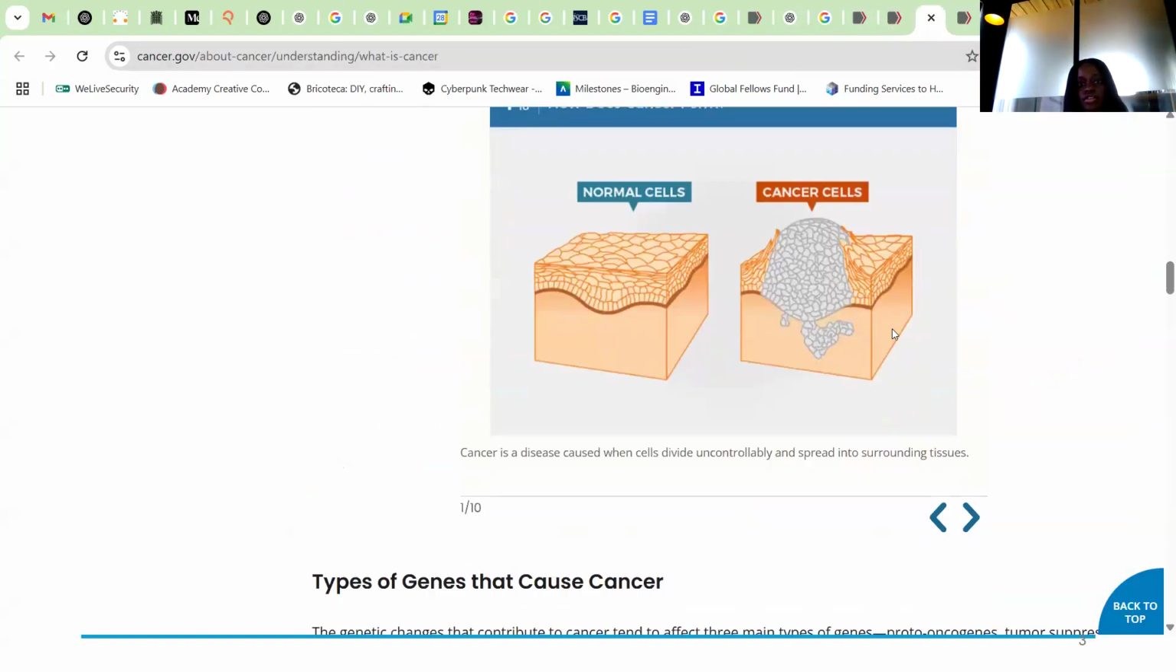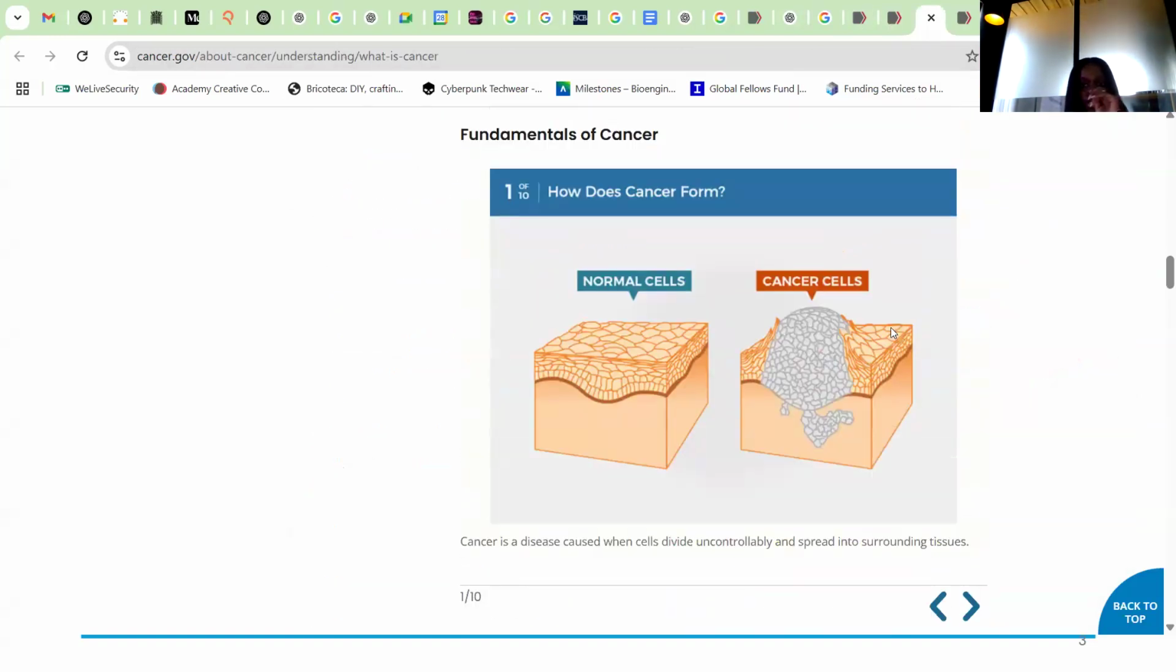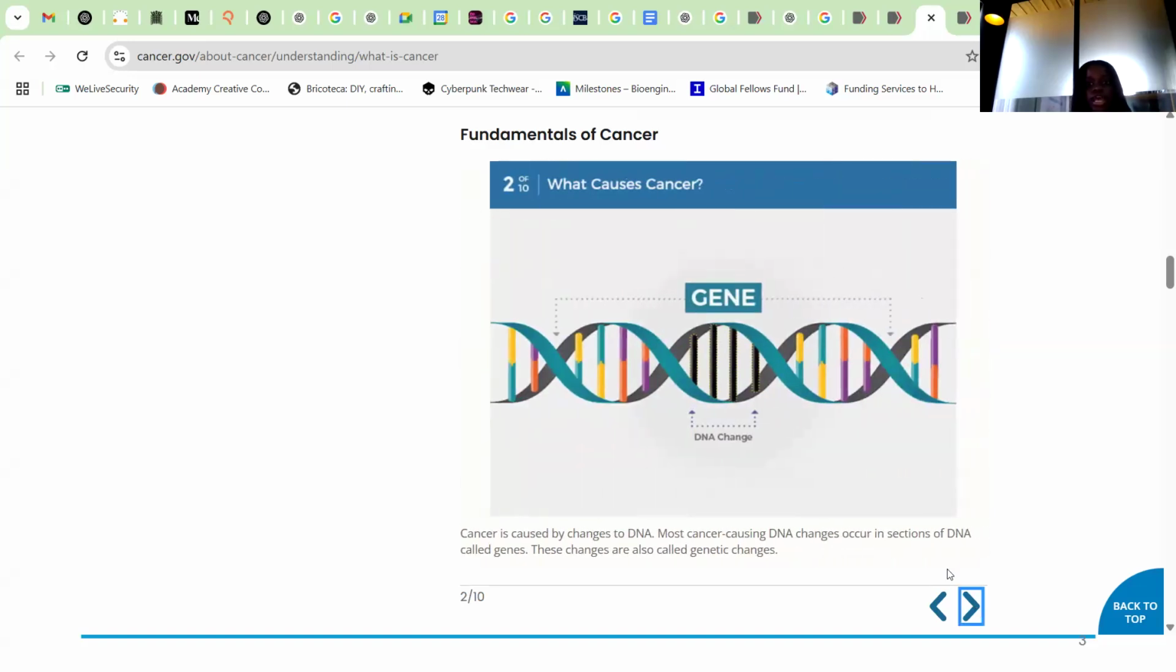So how does cancer form? Let's say that this is just the skin, and this would be what normal cells would look like. But cancer would have cells which grow abnormally within that area. They either stop growing or they proliferate, divide too quickly, and they start to take up nutrients that they're not supposed to, and things like that. So that's what we classify as cancer cells.